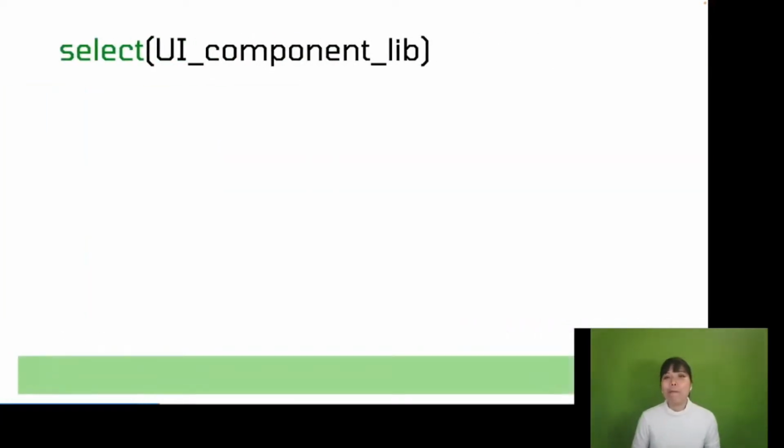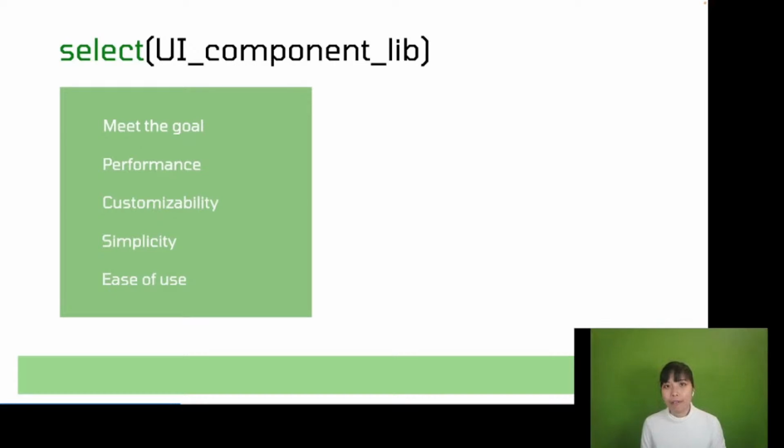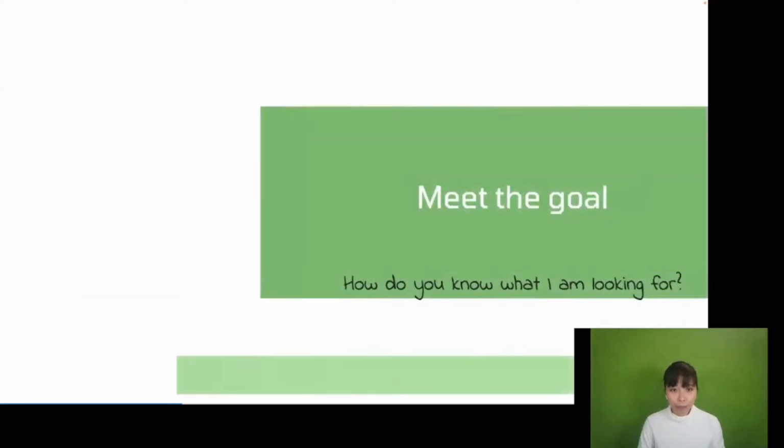Now, I'm just joking. We still have, this is just the beginning. Let's talk about how users select a component library. Well, the user is you, the developer. It's also me, a developer. We always choose a component library based on several criteria. First, it has to meet the goal that we have in mind: performance, customizability, simplicity, ease of use, how easy it is to use the component library in general.